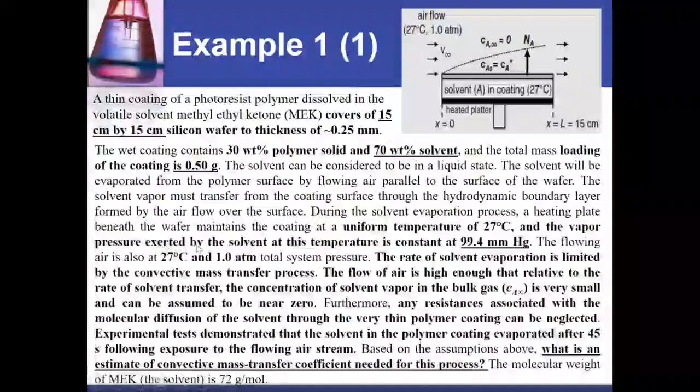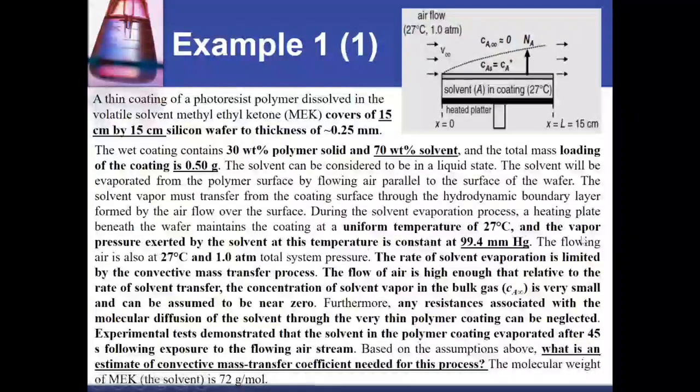And the vapor pressure exerted by the solvent at this temperature is constant at 99.4 millimeters of mercury, because the solvent is volatile. As you know from CH2O1, any volatile component will evaporate at any temperature. Of course, the evaporation will depend on the temperature. The higher temperature will have more evaporation, and therefore we call it the vapor pressure, just adjacent to the surface here. So that is the maximum partial pressure of the solvent in vapor phase compared to the total pressure.